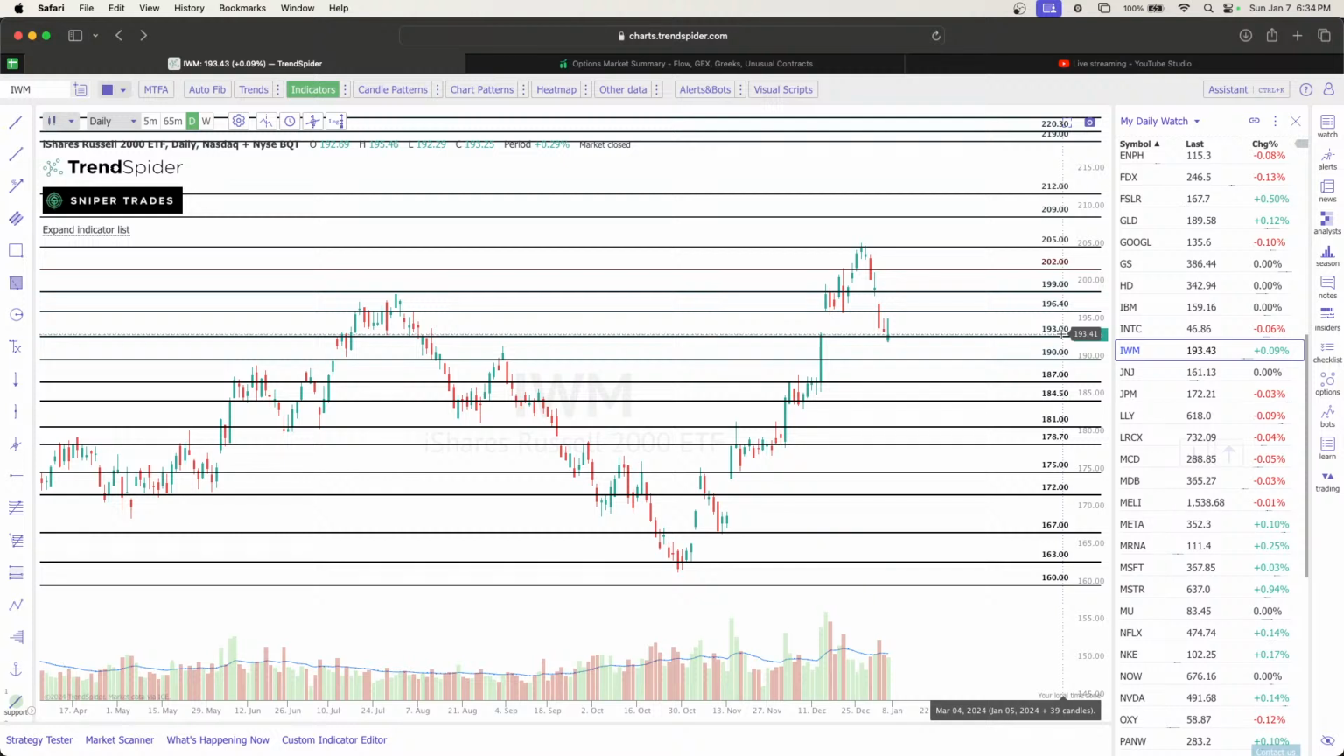Again, Adobe is another one that I really like to sell some CSPs on, cash secured puts. Again, I don't have anything solid to say, go play calls here, because the market has been in a downtrend. So this is when I take advantage of the volatility and sell some premiums.